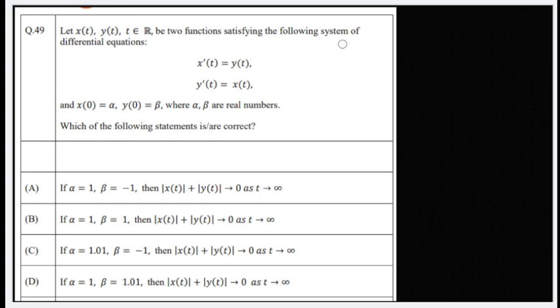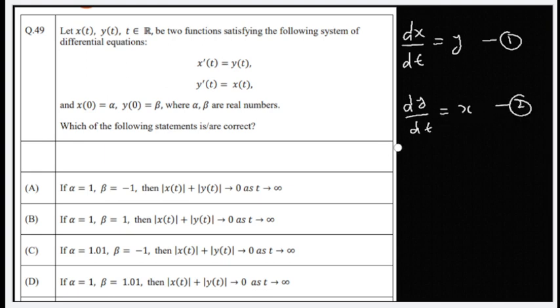So what is the system of differential equations? We can write x dash t equal to y of t. We can write dx by dt equal to y, suppose this is equation 1, and dy by dt equal to x, suppose this is equation 2. First we need to solve this system. Put the value of equation 2 in equation 1, so that we get one differential equation and solve it.